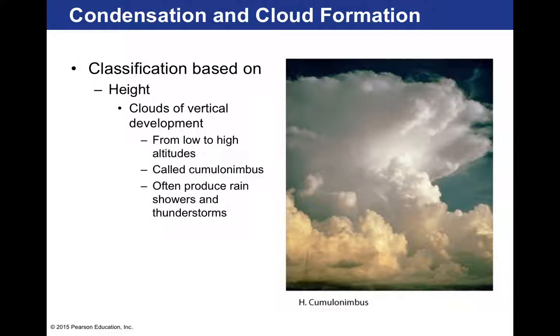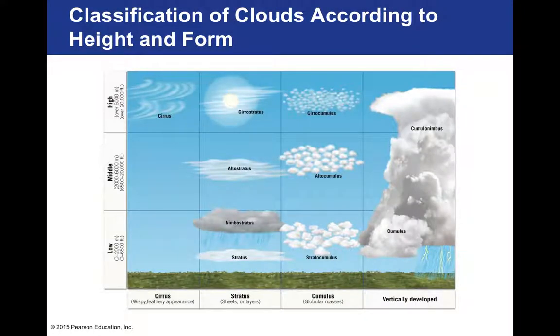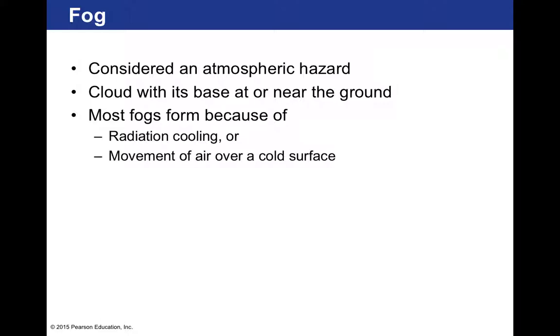All right, so clouds of vertical development form from low to high altitudes, and these are called cumulonimbus, and these often produce rain showers and thunderstorms. This is just a nice graphic to show you the different types of clouds, so make sure you study this for the exam and quiz.